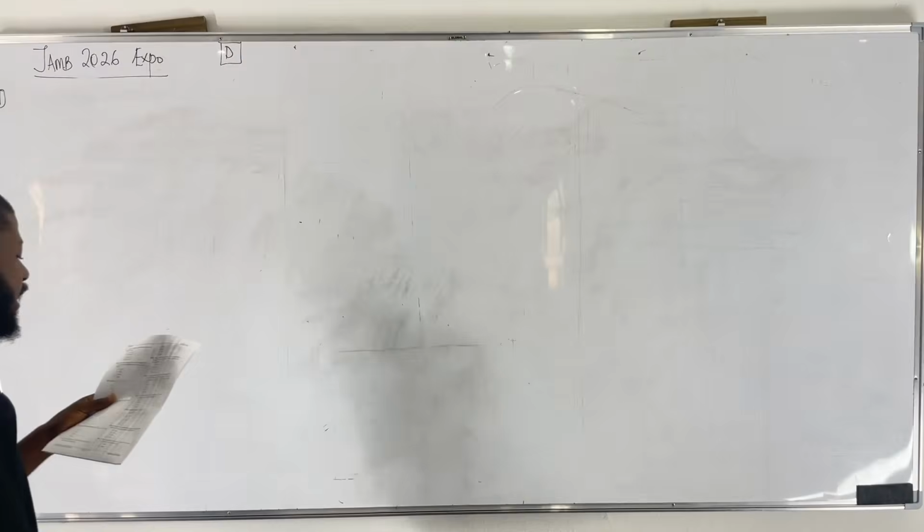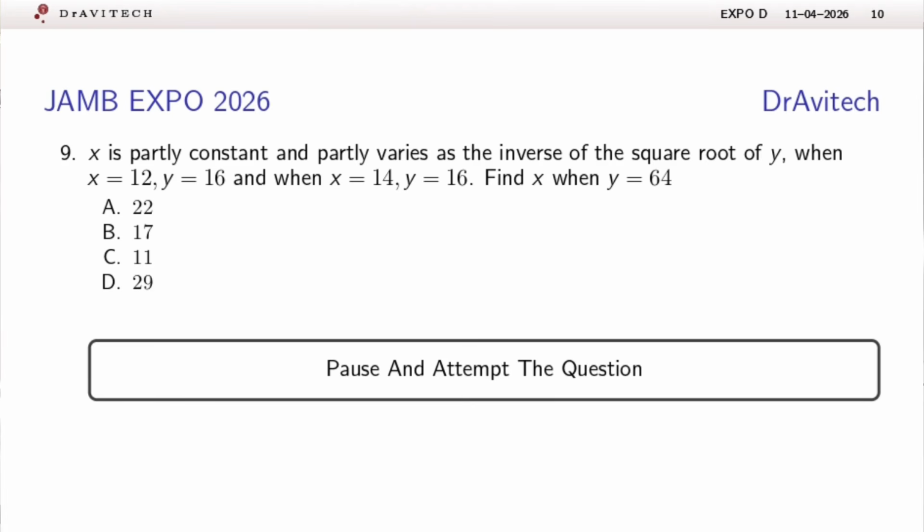It says that x is partly constant and partly varies as the inverse of the square root of y. When x is 12, y is 16. When x is 14, y is 16. Find x when y is 64. There's something fundamentally wrong with this question.